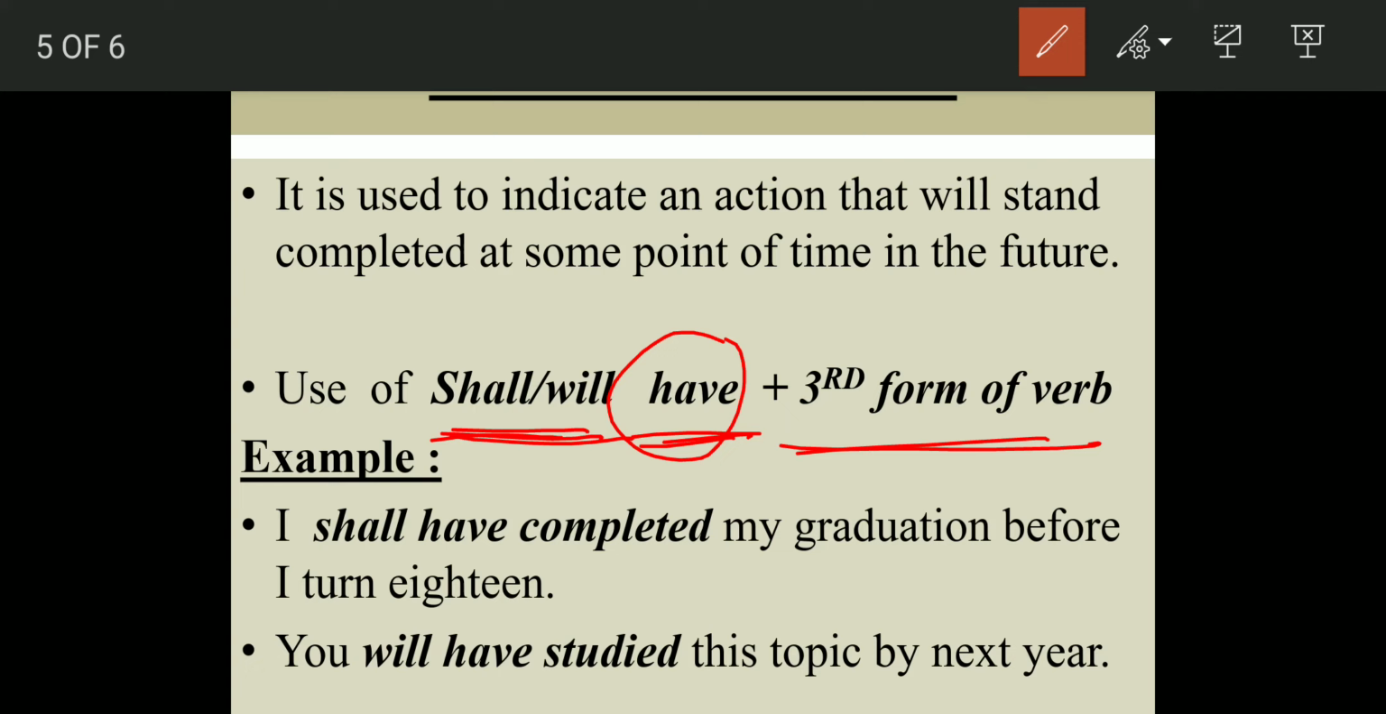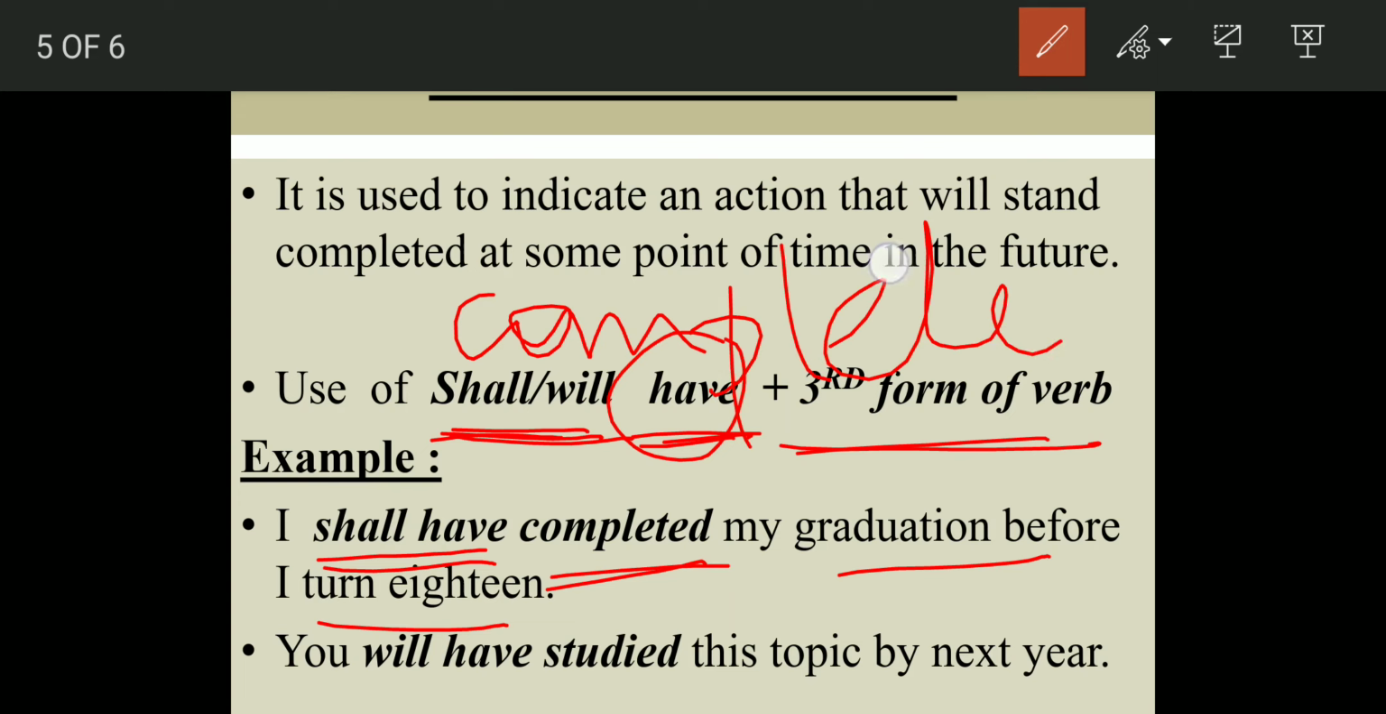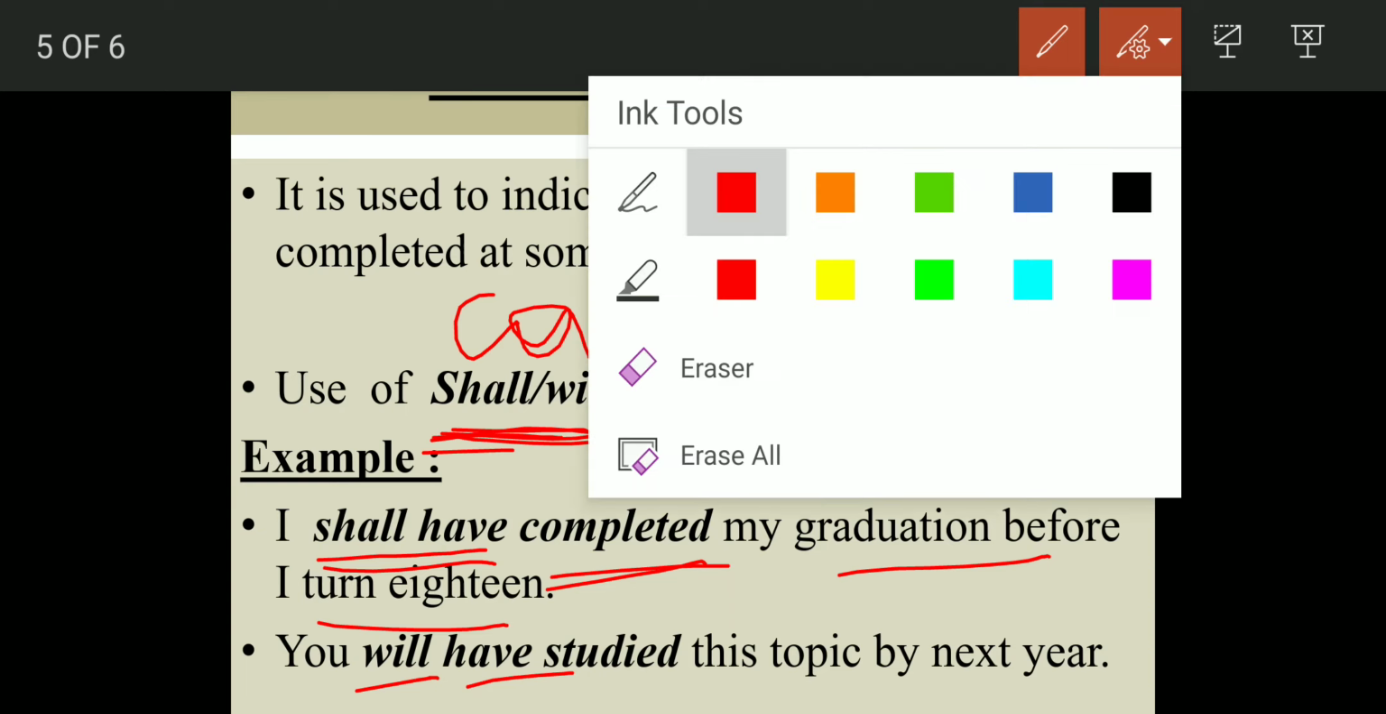I shall have completed my graduation before I turn 18. So by this point of time in the future, you would have completed your graduation. So you are using I shall have completed, the third form of the verb. The verb is complete and you have changed it into the third form, completed. So I shall have completed my graduation before I turn 18. You will have studied this topic by next year. So will have. So you use have for the future tense along with shall or will. So I hope this part is clear to you.